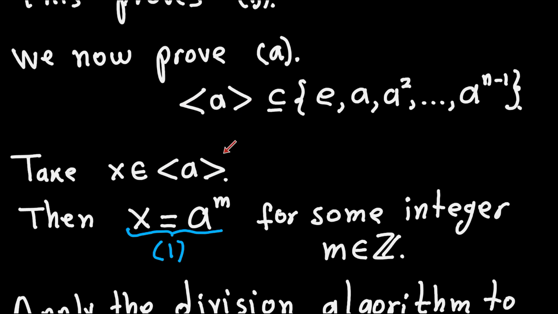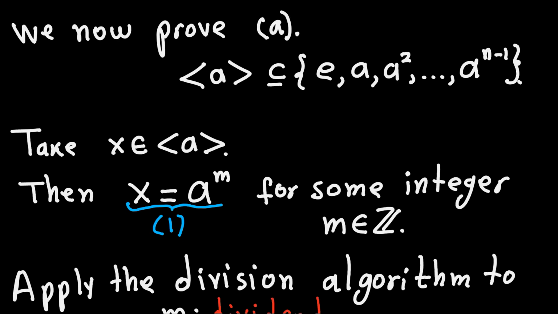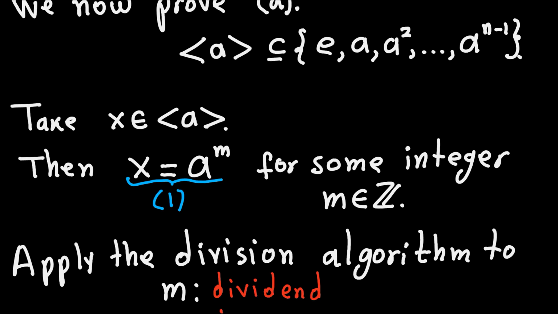Now, because it's in this collection, all the integer powers of A, that means that element X is an integer power of A. So this is A to the M for some integer M in Z. I'm going to call this number 1. Now, m here could be any integer. So this exponent does not necessarily have to be 1, 2, up to n minus 1. It could be 100n. So we need to show that we can write this as one of these powers. So that's the idea for the proof.